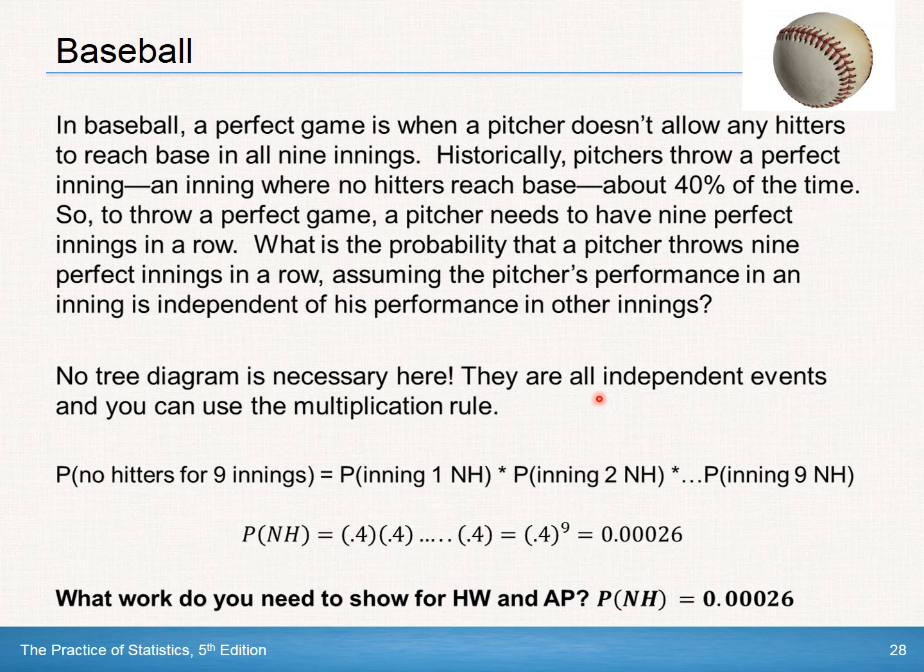All right, so the question was, what's the probability that a pitcher throws 9 perfect innings in a row? So that's like saying I have no hitters for 9 innings. So perfect inning 1, perfect inning 2, 3, 4, 5, 6, 7, 8, 9. So the probability of no hitters for 9 innings is 0.4 raised to the 9th, or 0.4^9, which is 0.0026. So what work do you need to show for the AP exam? Make sure you show your probability and then your final answer. I would also include putting the 0.4 to the 9th.